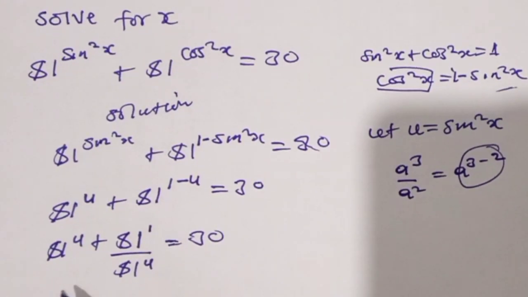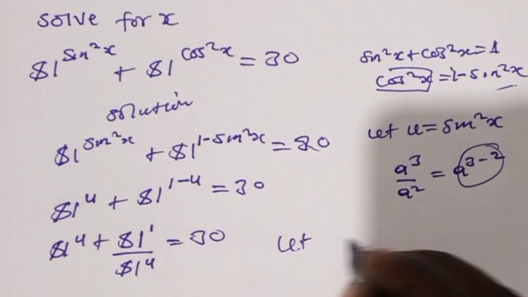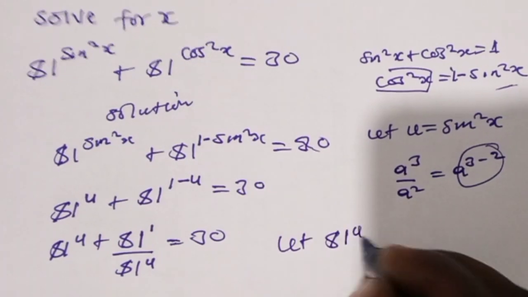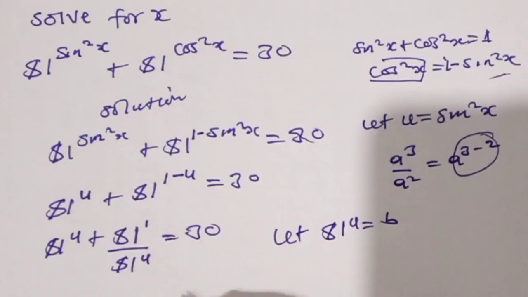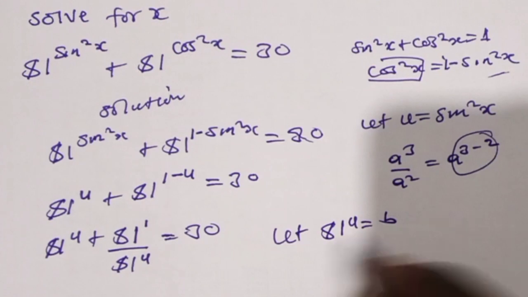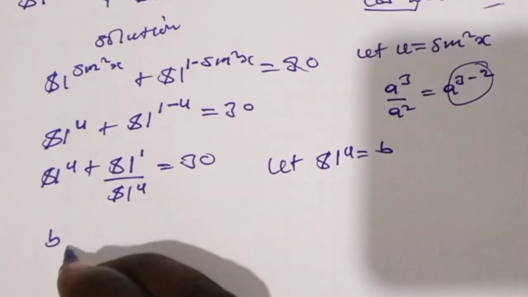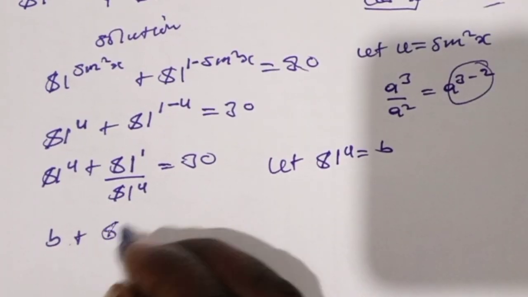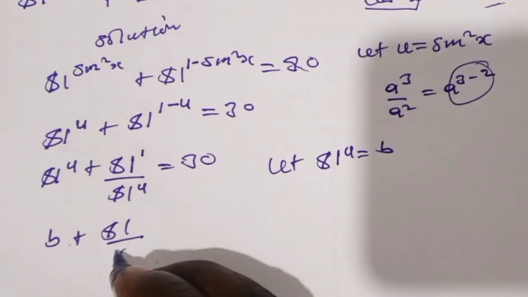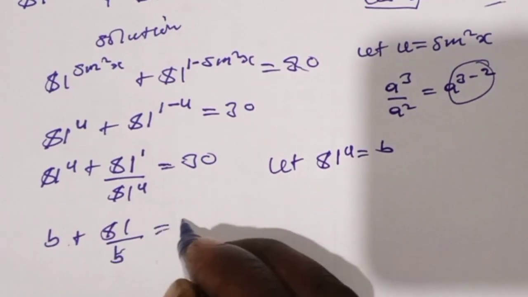Then here, let's make 81 to the power u equal to b, right? Then let's substitute where there is 81 to the power u with b. So we are going to have b plus 81 over b, which is equal to 30.